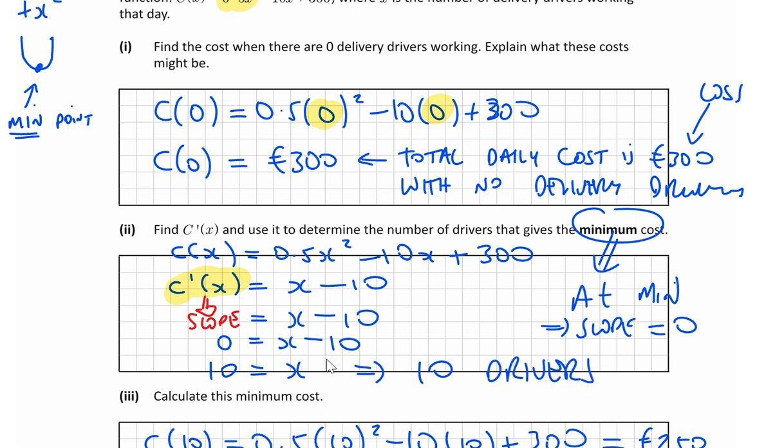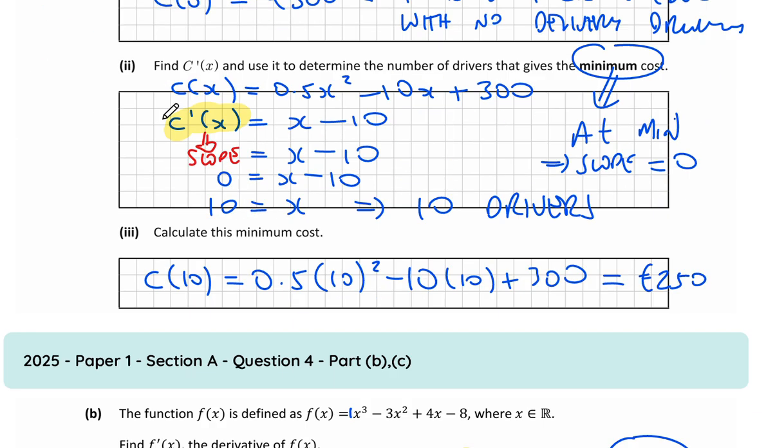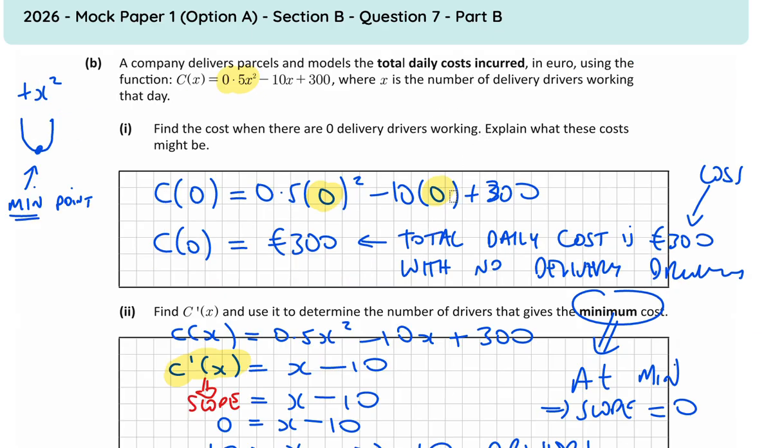And then it says calculate that minimum cost. To save a bit of time, I got it all prepared. Remember, we're putting in 10 instead of x. When we do that, we get €250. And that is the minimum of the total daily costs incurred.